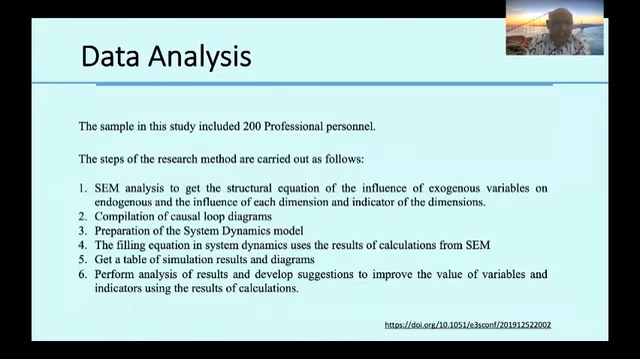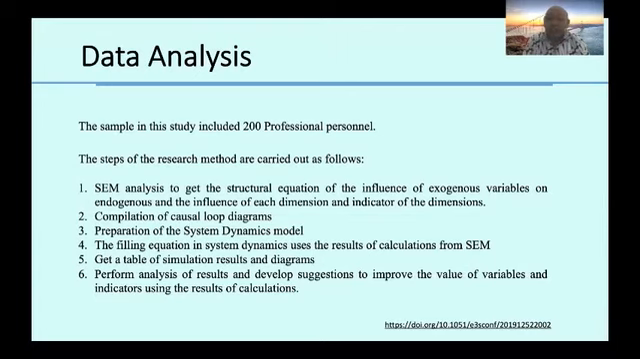The data analysis: the sample in the study included 200 professional personnel. The steps of the research method are carried out as follows. There are about 6 steps. 1, SEM analysis to get the structural equations of the influence of exogenous variables on endogenous variables and the influence of each dimension and indicators of the dimensions.